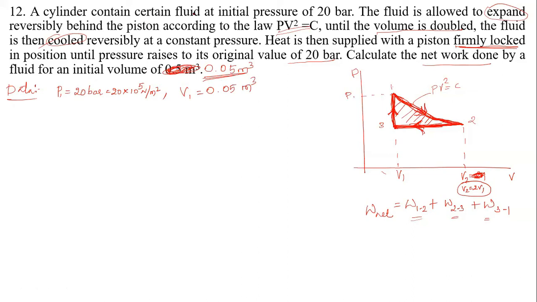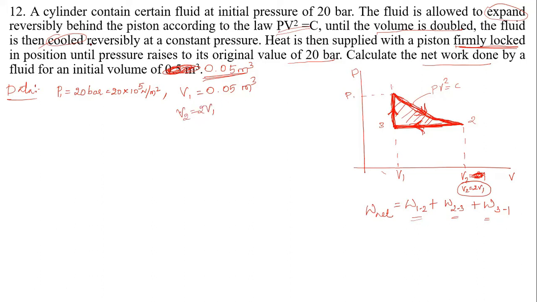A cylinder contains certain fluid at an initial pressure of 20 bar. The fluid is allowed to expand reversibly behind the piston according to the law of PV square is equal to C. That is a polytropic process. Until the volume is doubled, means V2 is equal to 2 times V1.